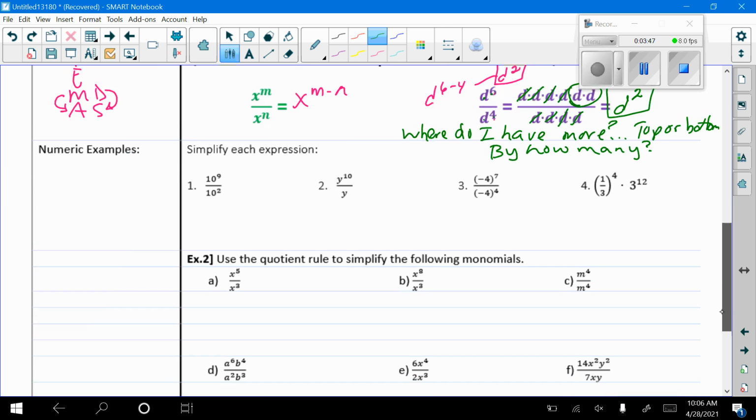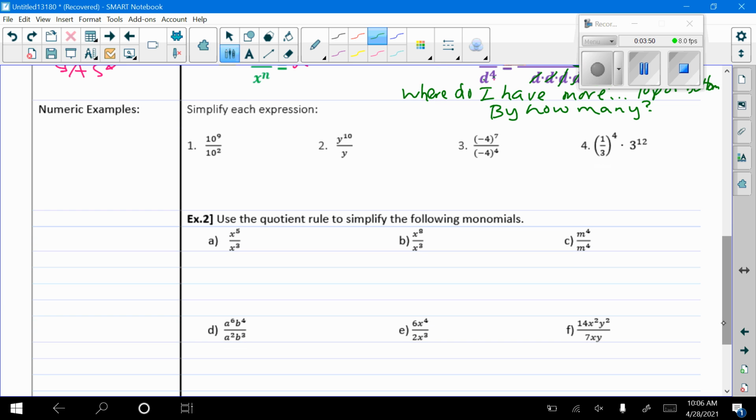Now down below, we're going to simplify each expression, doing the same thing. This is going to give me 10 to the 9 minus 2, which gives me 10 to the 7th power. Or I could have said, where do I have more? Top or bottom? Top by how many? 7. This one I have y to the 10th over y. This is to the 1st, so it's y to the 10 minus 1. So my answer is y to the 9th.